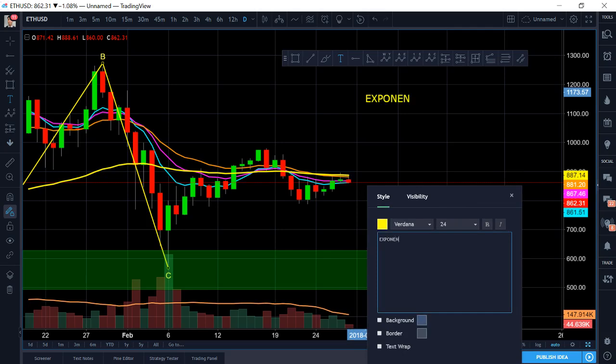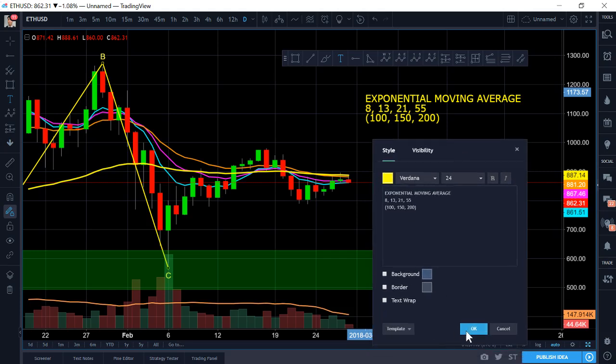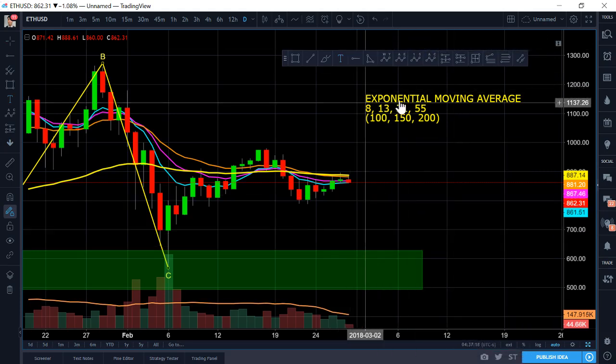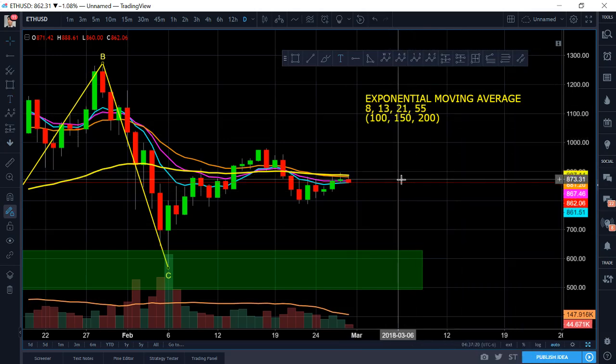Exponential moving average. I use 8, 13, 21, 55. Some people will use 100, 150, 200, depending on what type of investor and trader you are. I personally use the 8, 13, 21, and 55 because they're Fibonacci numbers.